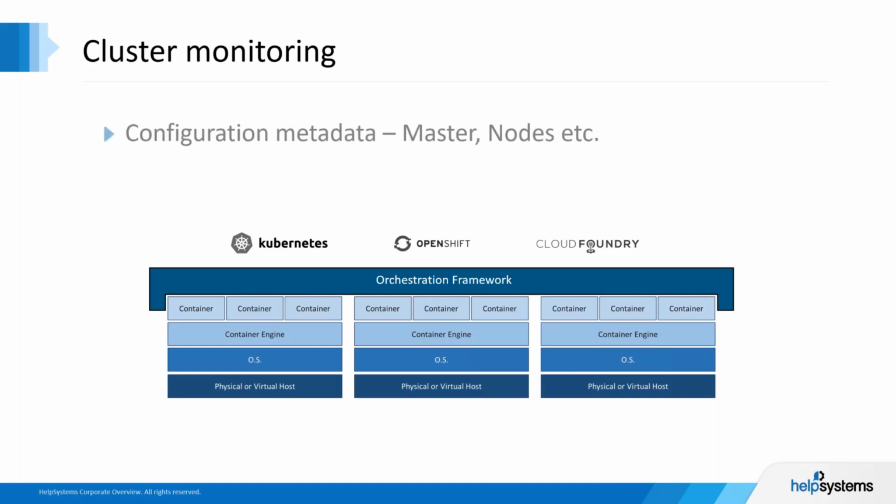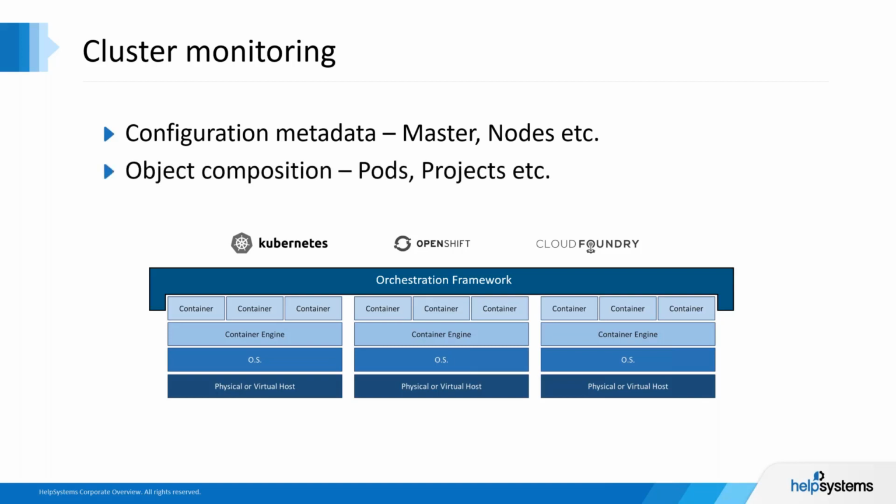So all of those are managing multiple different hosts, multiple different nodes that are running containers. So you need to get data from all of those. You need to understand the configuration metadata. So where is the master? Which are the nodes that I need to look at and monitor? And then in those nodes, different types of objects. They are not using raw containers or just single containers. They are putting them together in pods.